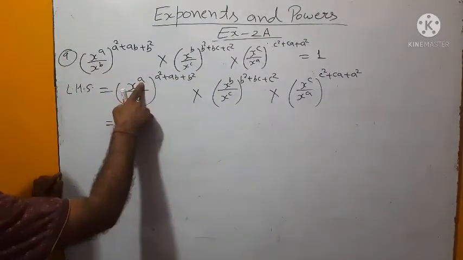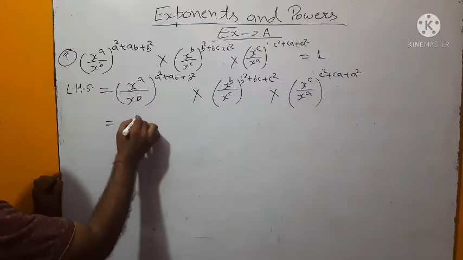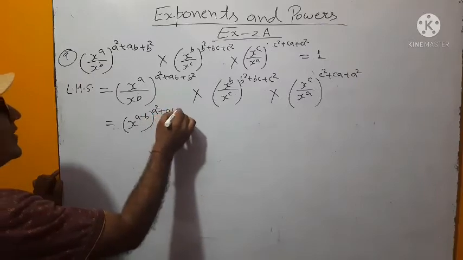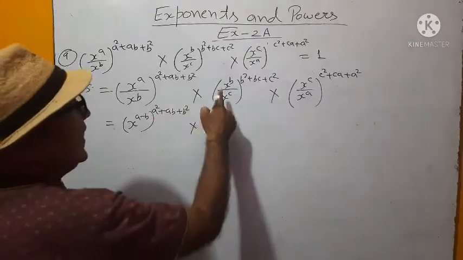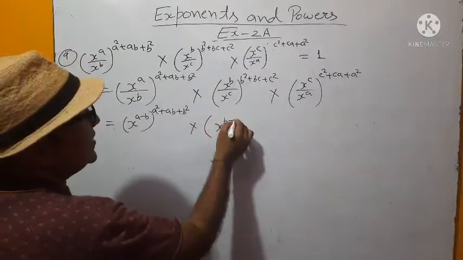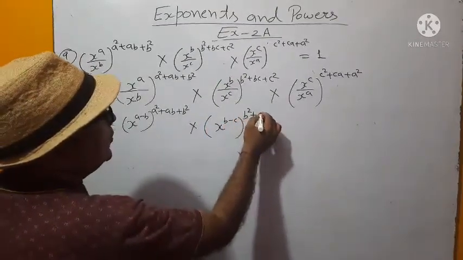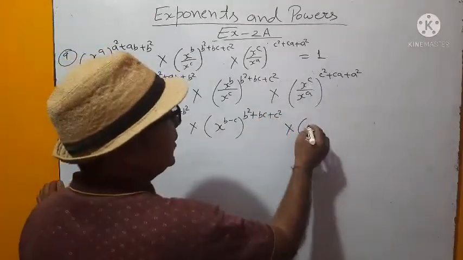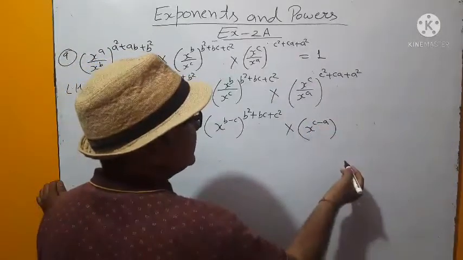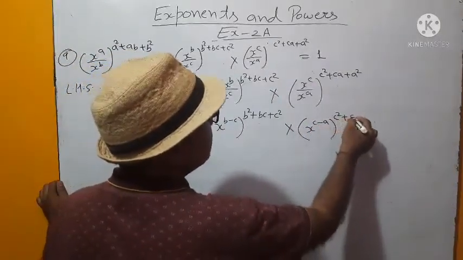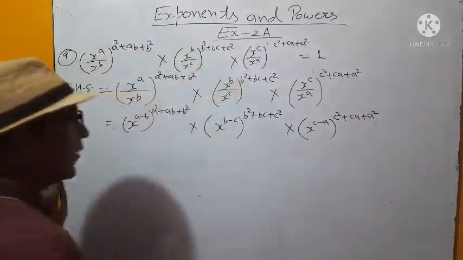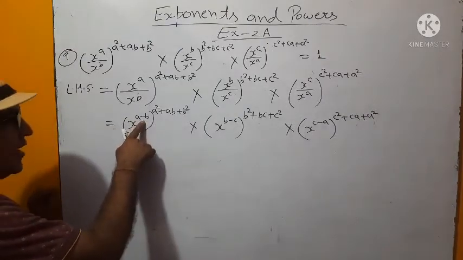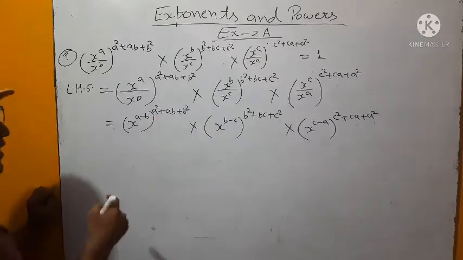Now x power a upon x power b can be written as x power a minus b whole power a square plus ab plus b square. x power b upon x power c means x power b minus c whole power b square plus bc plus c square. x power c upon x power a means x power c minus a whole power is c square plus ca plus a square. Now children, notice this point. When a minus b is multiplied with this number, then what will you get?